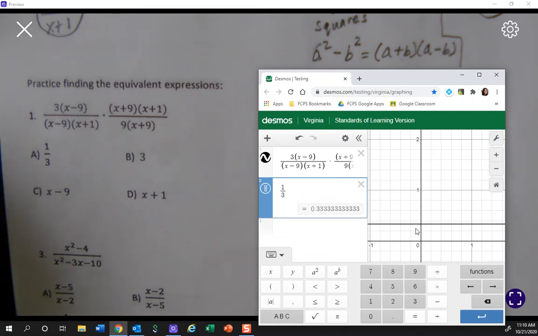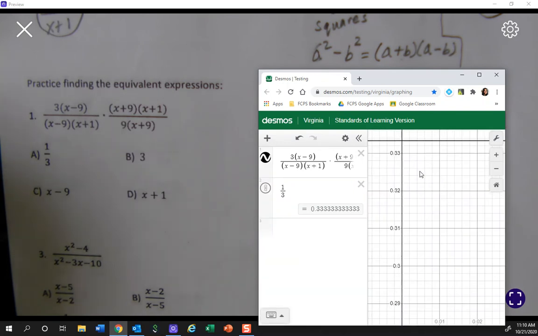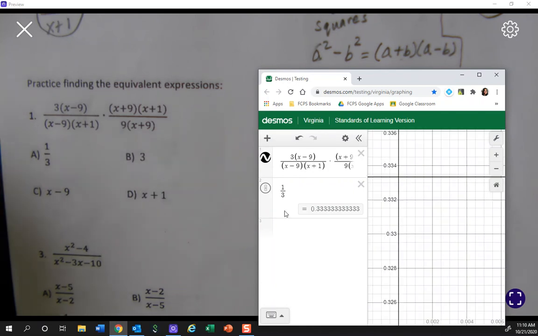Okay, 1 over 3, which is exactly where it's crossing it in Desmos. Yeah, 1 over 3. So that's where it is, so it would be answer choice A.